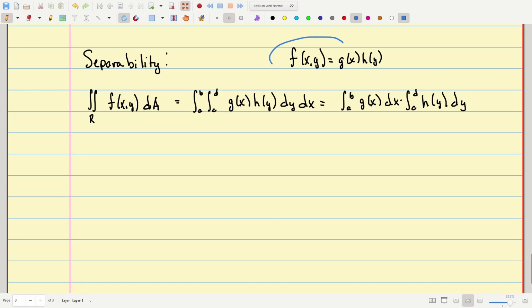This property where my function can be written as a product of functions that depend only on one independent variable is known as separability. If I have a separable integrand, then my product becomes a product of individual integrals. Okay, so I have one fewer minute than I would have liked.